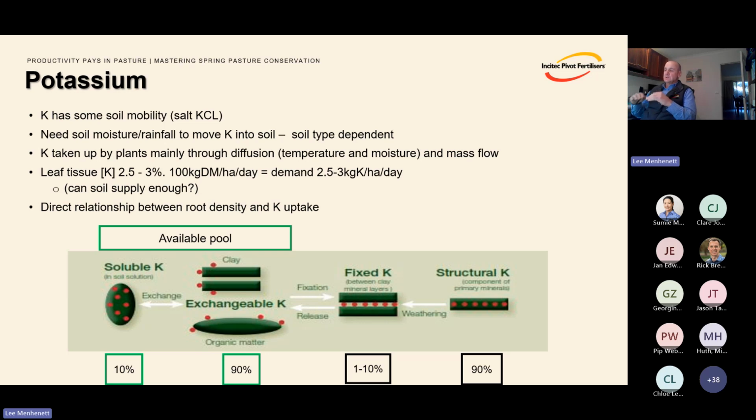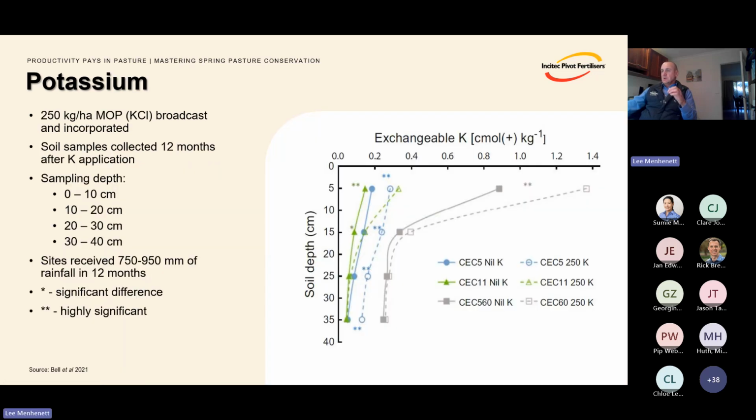Where the issue lies is if you start to get below your critical values, and you have this huge demand, then the supply of potassium from the soil becomes limited, and that's when you start to see K responses from plants.